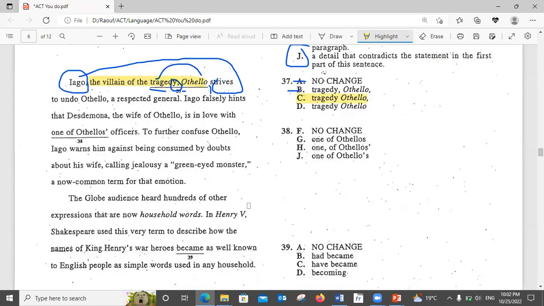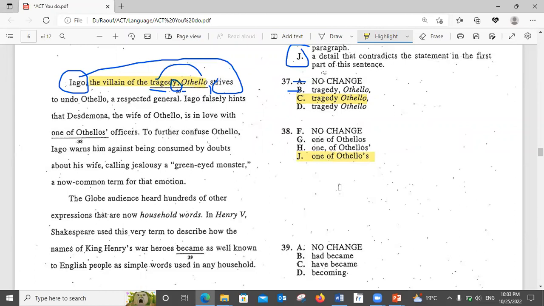And for 38, we have an apostrophe S or S apostrophe. I think Othello is one person. It's even a name of a character in a play, or actually the title of a play. Iago falsely hints that Desdemona, the wife of Othello, is in love with one of Othello's officers. I mean, an officer belonging or related to Othello. So Othello is one singular noun. So I need it to be like this, one of Othello's officers, in J.